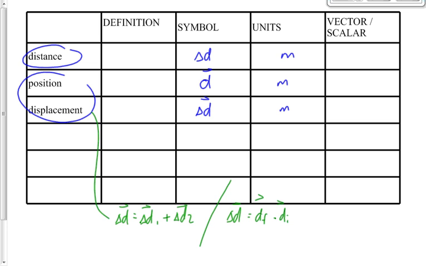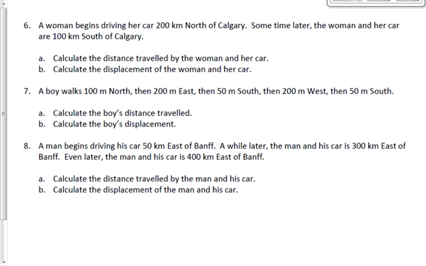We'll do a little bit more review in a few minutes, but before we do that, we'll take a look at the worksheet that you had assigned for today. We had 3 questions on that worksheet that we wanted to go over, questions 6, 7, and 8, starting with number 6. It says a woman begins driving her car 200 kilometers north of Calgary. Sometime later, her car is 100 kilometers south of Calgary. What's the distance traveled, and what's the displacement of the woman in the car? What do we have given to us here? Are these positions, or are these displacements?